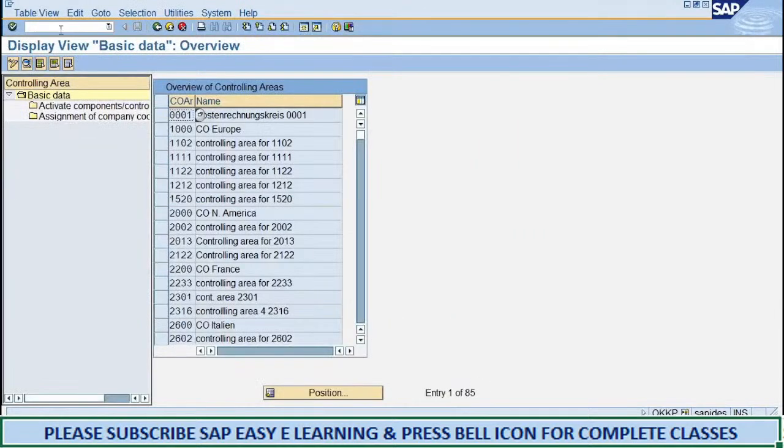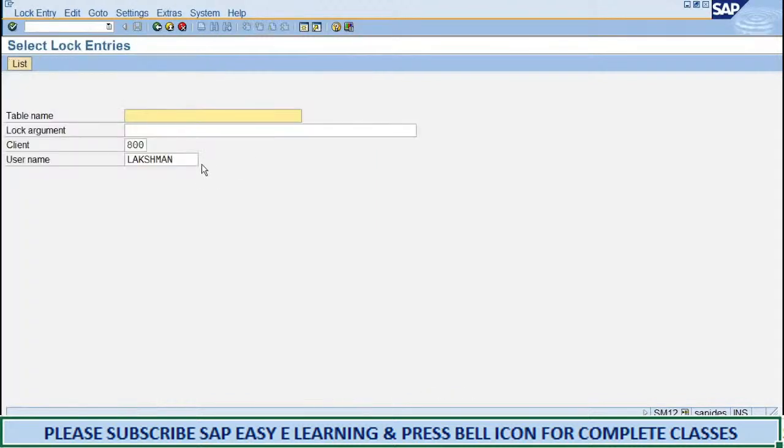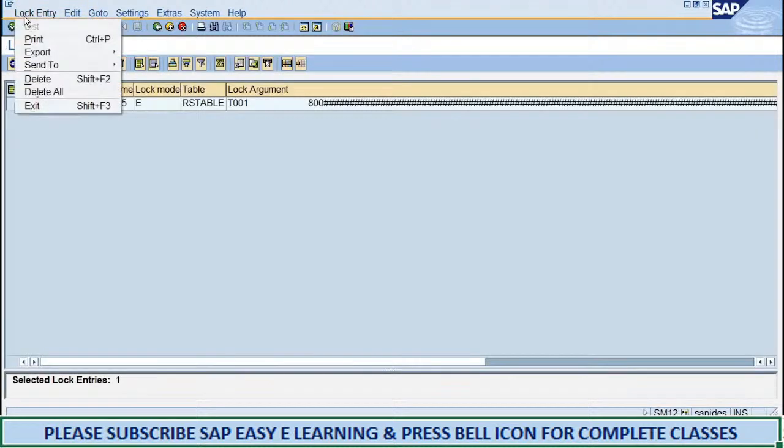So go to SM12. You know how to unlock it. Go to SM12. Give the username by whom the screen was locked. Go to menu lock entry list. Again go to menu lock entry, delete all.